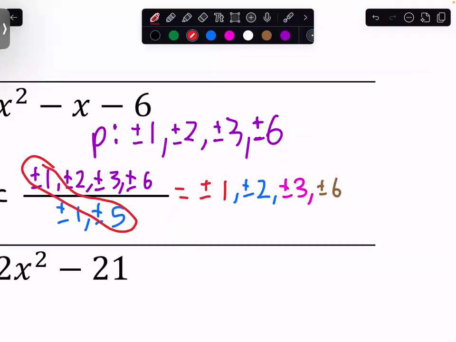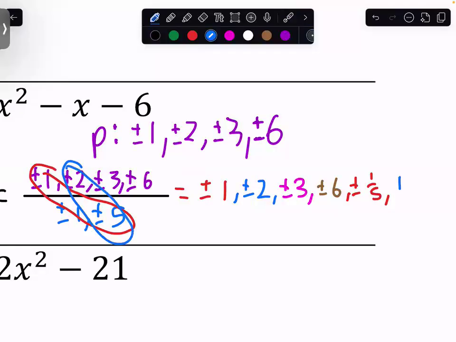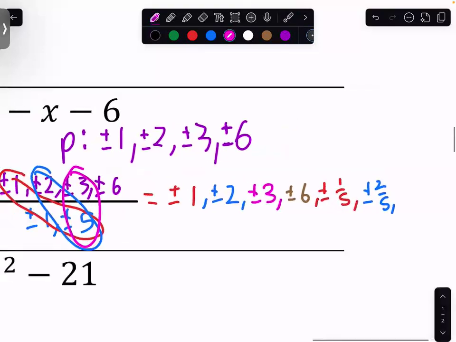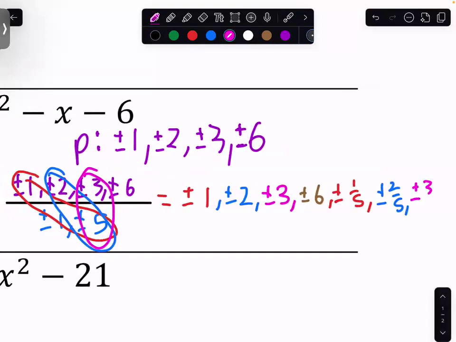Order matters, right? The denominator is 5, so it's the fraction 1/5. And again, always plus or minus. Next up would be 2 over 5, so plus or minus 2/5. Then 3/5, so plus or minus 3/5. And lastly, 6/5, plus or minus 6/5.